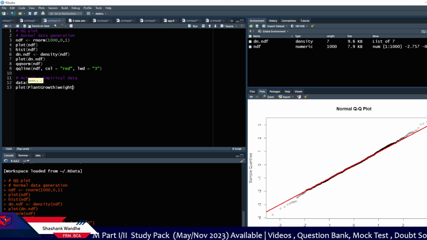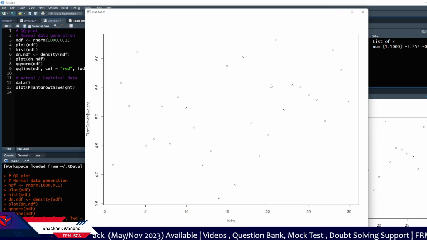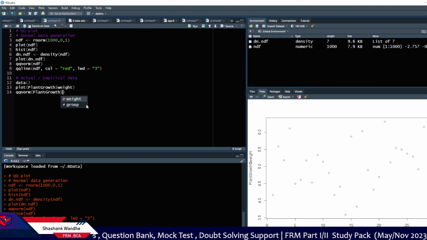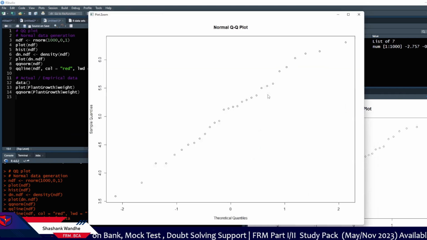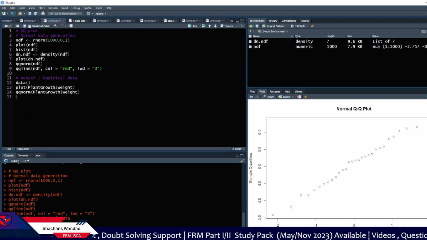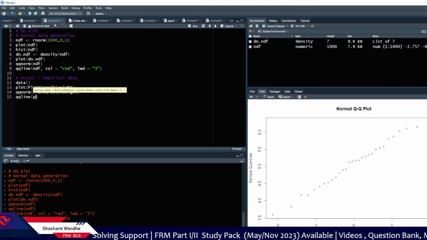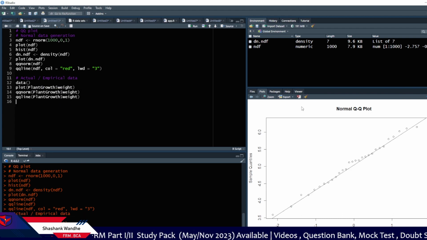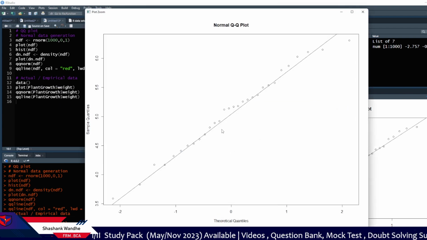Plant growth, in this we have weight. Okay, so we have data here which is proper. We can work with this data. Now let's start again with qqnorm and plant growth weight, and here you can see a lot of deviation from normality. Now qqline with the same plant weight, and see here, this data is not normally distributed. Enough information is available here.